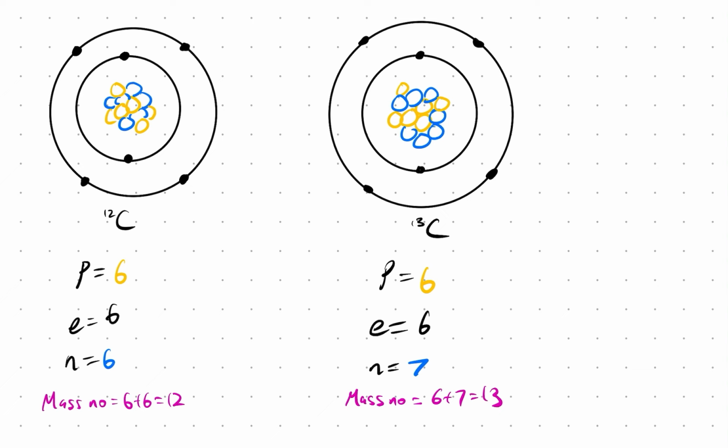Now, carbon-12 and carbon-13 both have the same number of protons and electrons, 6, alright? But what makes them different is the number of neutrons they have. Carbon-12 has 6 neutrons, while carbon-13 has 7 neutrons. The mass number of carbon-12 is 12, while the mass number of carbon-13 is 13. So that's basically how they derive their names, carbon-12 and carbon-13.